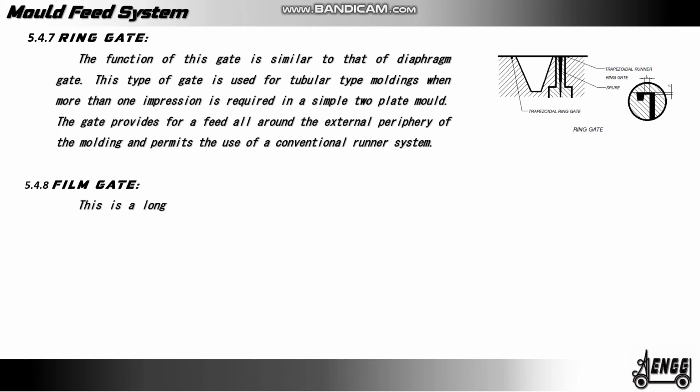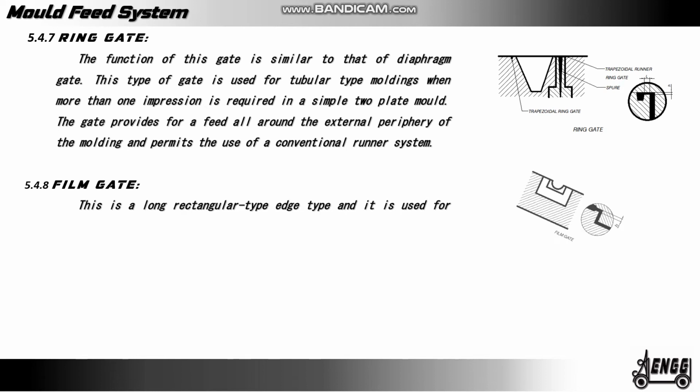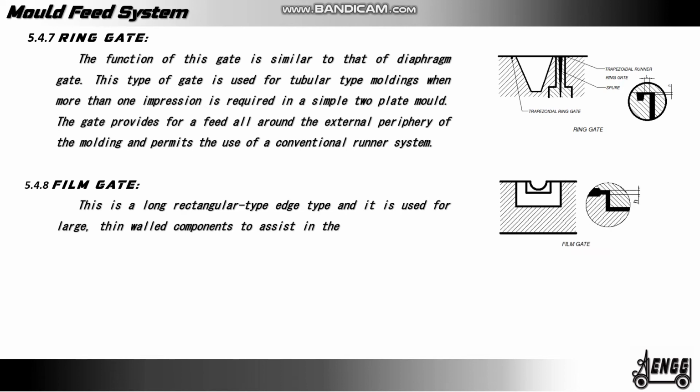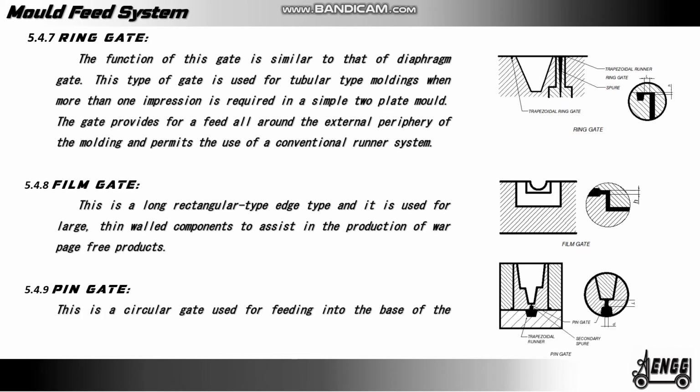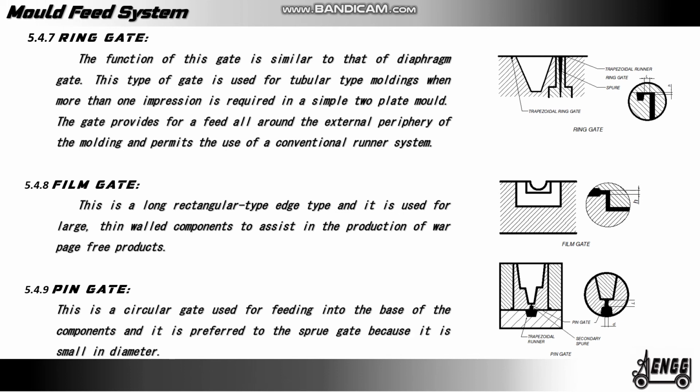This is a long rectangular edge type gate and it is used for larger thin wall components to assist in the production of warpage free products. Pin gate. This is a circular gate used for feeding into the base of the component and it is preferred to the through gate because it is smaller in diameter.